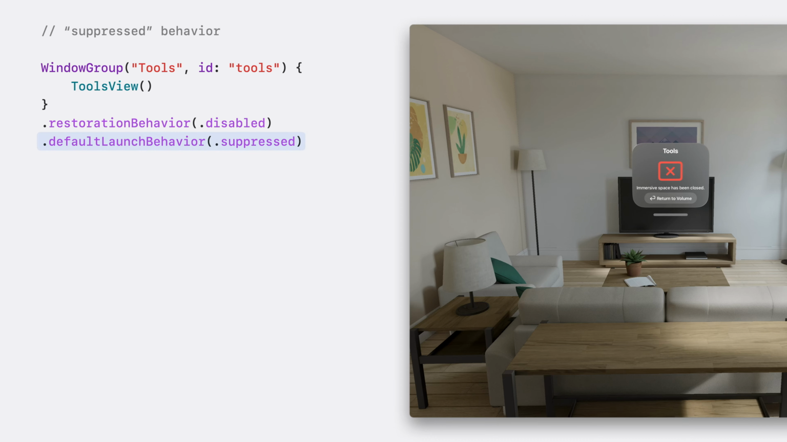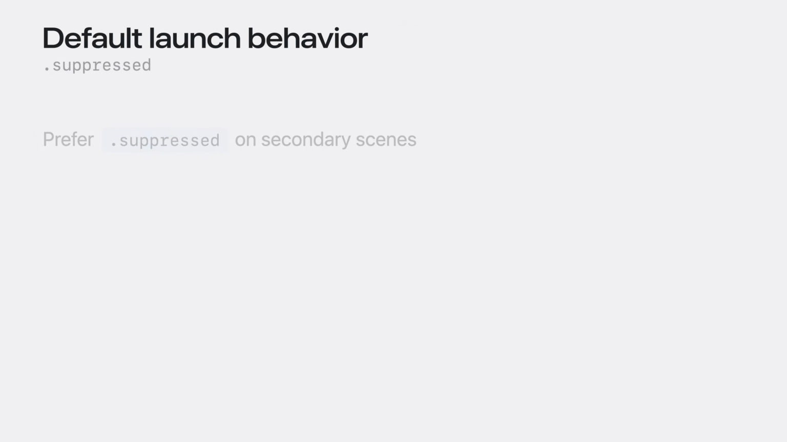I can do this by adding the default launch behavior suppressed modifier to my tools window. This tells the system not to bring this window back when relaunching the app from the home view. In general, you should prefer the suppressed default launch behavior on secondary scenes to avoid getting people stuck in an unexpected state.